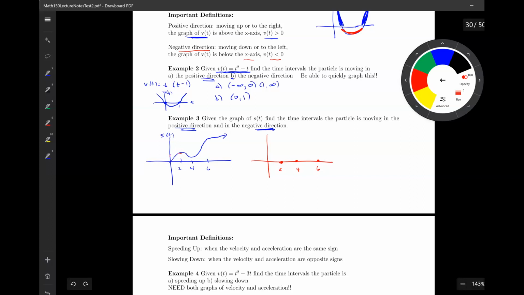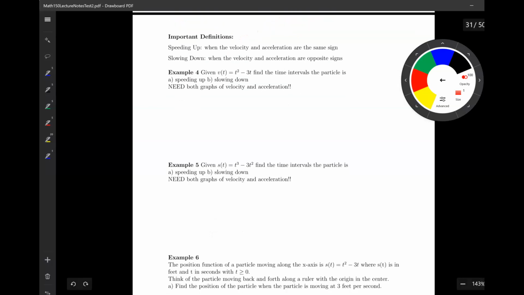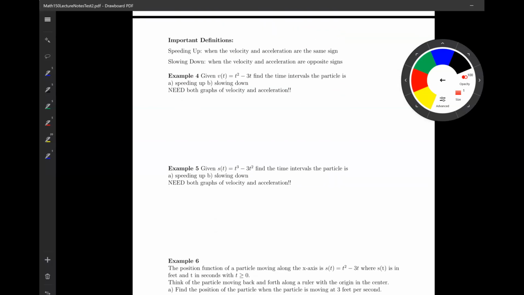Okay, so it's positive slope before 2, so that's above the x-axis. Negative slope between 2 and 4. Positive slope to 6, a little flat spot, and then it went back up again. So that's my v of t. So when is it moving in the positive direction? Positive direction from 0 to 2, and 4 to 6, and in the negative direction between 2 and 4. All right, so now we're looking at, actually, let me come back and do this in the next video.